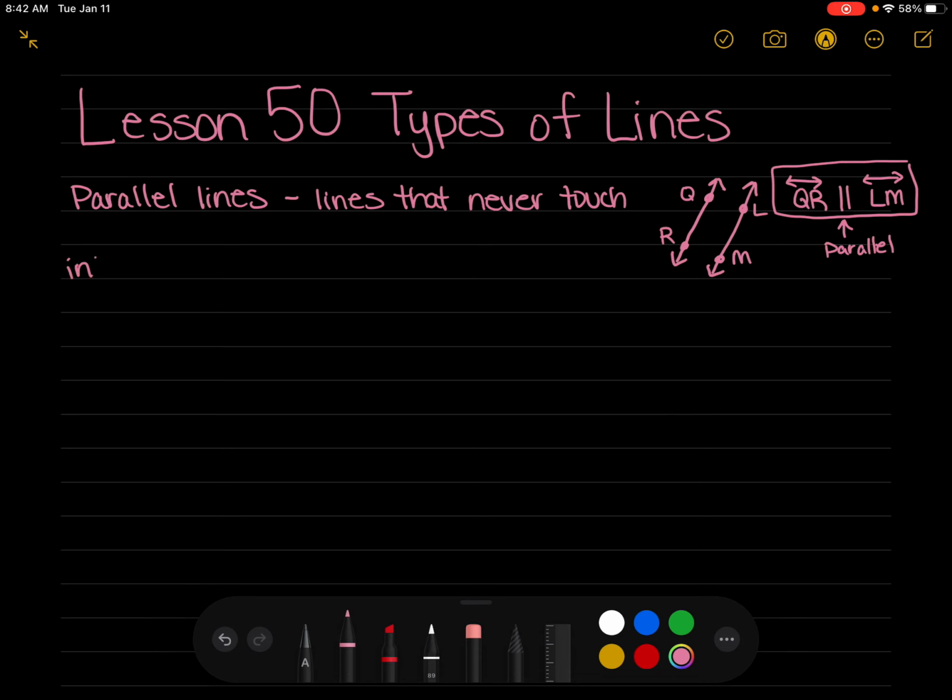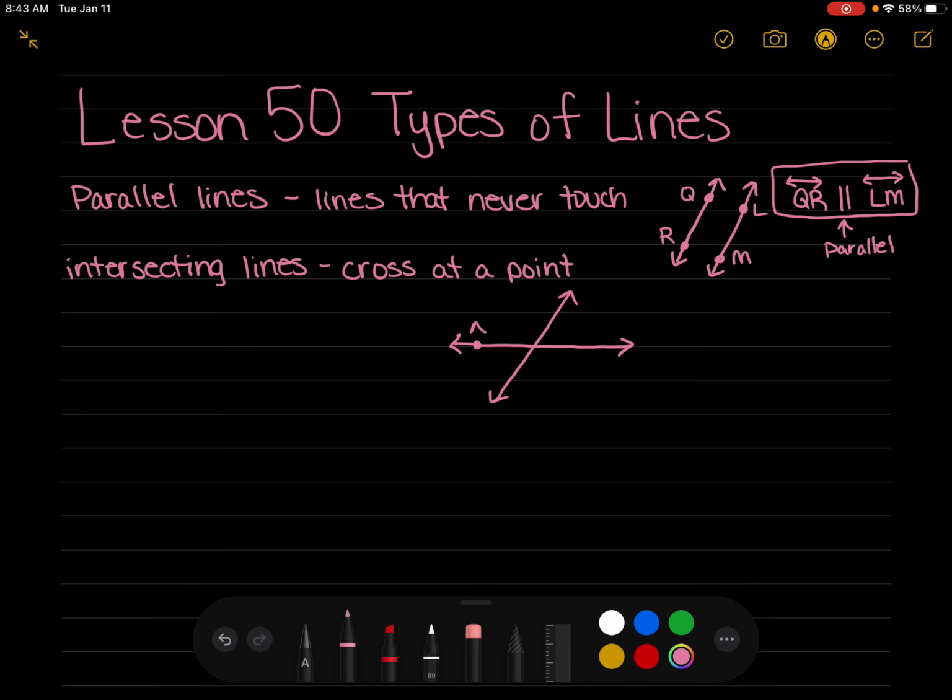Okay, the next one is called intersecting lines. Intersecting lines means they do touch. Intersecting lines, let's say they cross at a point. Okay, so intersect, like an intersection on the road. That means two roads cross. So this is the same thing. Two lines cross at the same point. So I'm going to show you an example of that. Okay, so see how those crossed at a point?